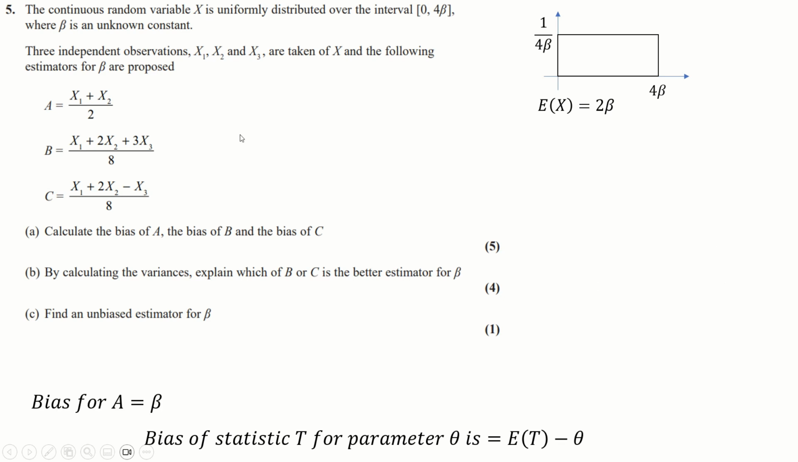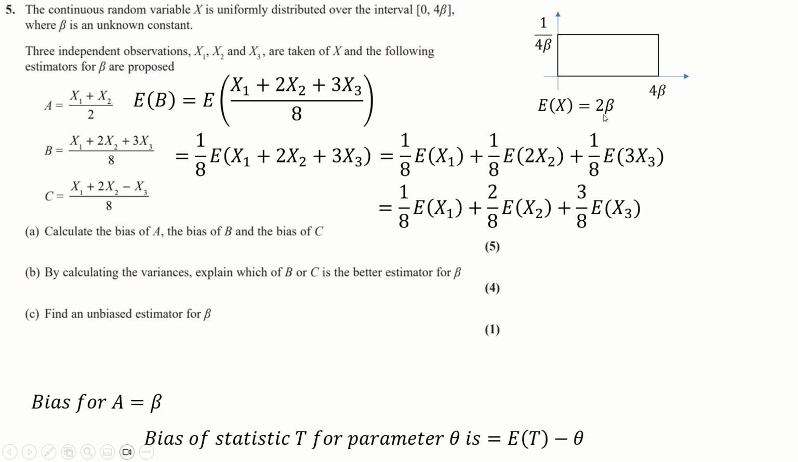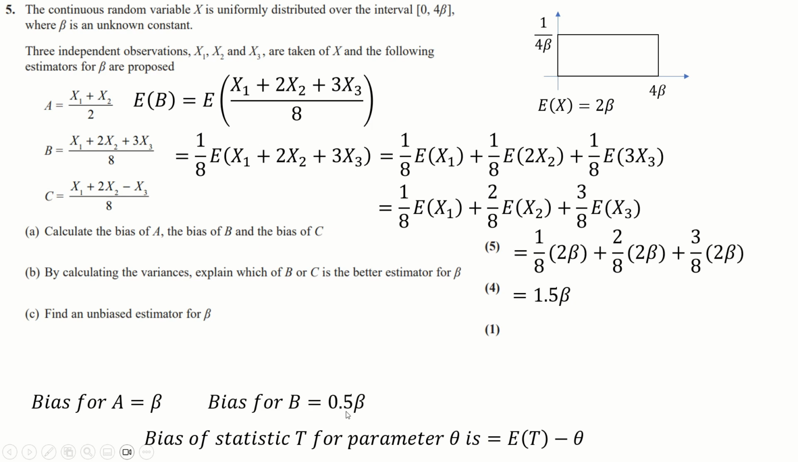Moving on to B then, exactly the same thing, just work out the expected value of B. The eighth can come out to the front to get this. We can split these all up as well. And then this 2 here can also come out to the front, and this 3 can come out to the front there. And then, of course, each of these is 2 beta. You can do this with much less working if you want to, but each of these expected values is 2 beta. You can work all that out, and you get 1.5 beta. Take away the beta to work out the bias, and we get 0.5 beta. So this is a slightly better estimator than A is, because it's got a lesser bias.